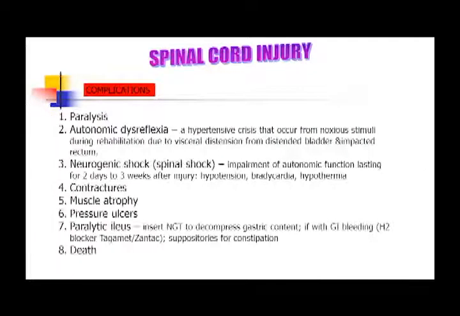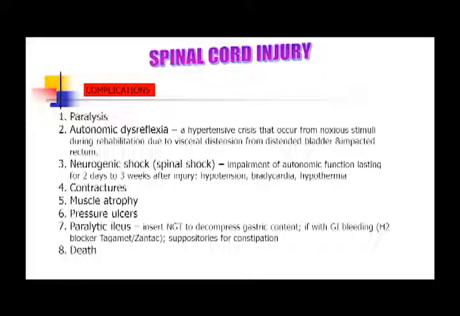Complications. As to complications, of course, number one is paralysis. We mentioned it's either quadriplegia, paraplegia, or hemiplegia. Autonomic dysreflexia naman, this refers to a hypertensive crisis or shooting up of the blood pressure of the patient due to noxious stimuli. This would happen, example, for overdistension of the bladder in the case of urinary retention brought about by paraplegia. So dahil nga may paralysis dun sa may lower extremities ng pasyente, this could affect the bladder also.